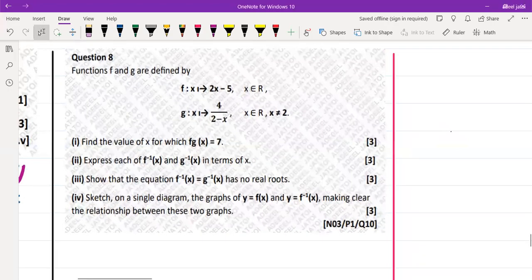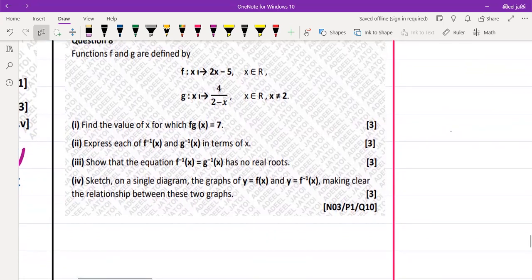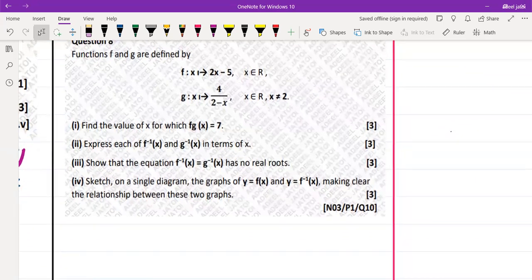Question number 8 from the book. This is November 2003, paper 1, question number 10. Find the value of x for fg(x) equal to 7. That means it's a composite function.